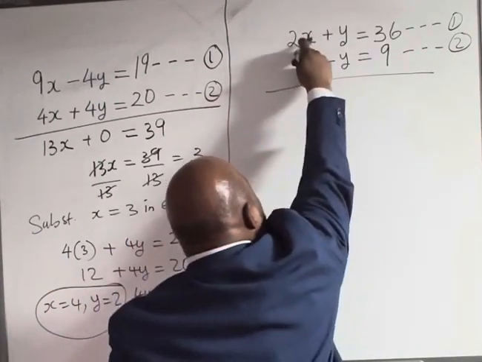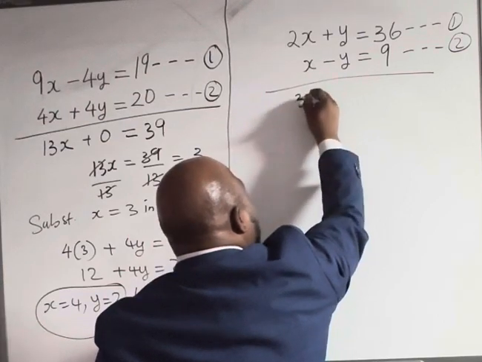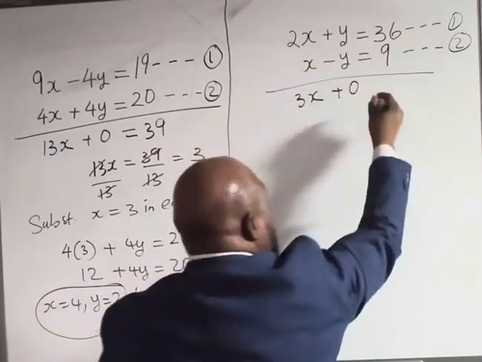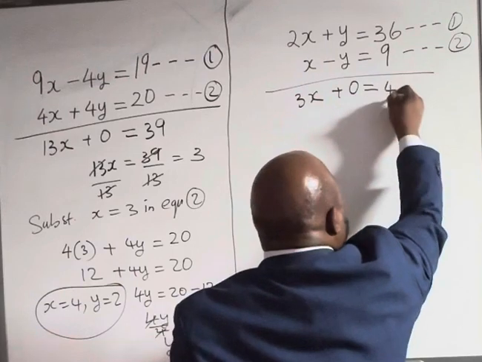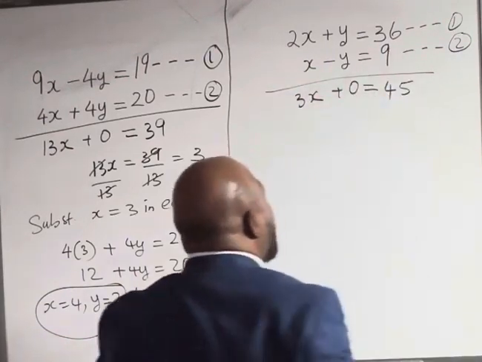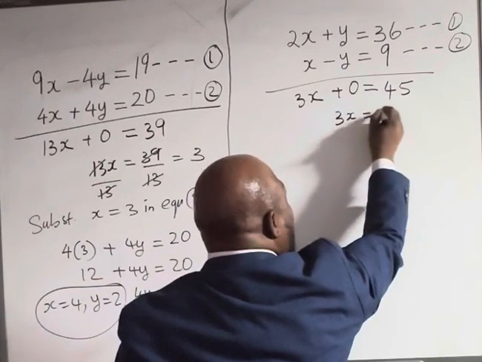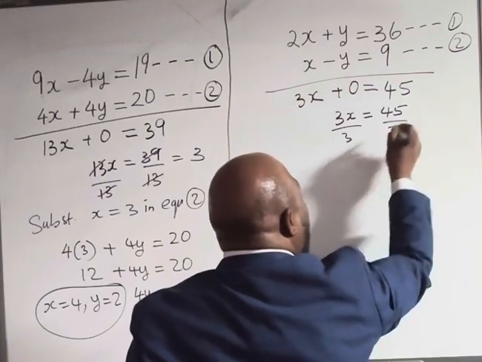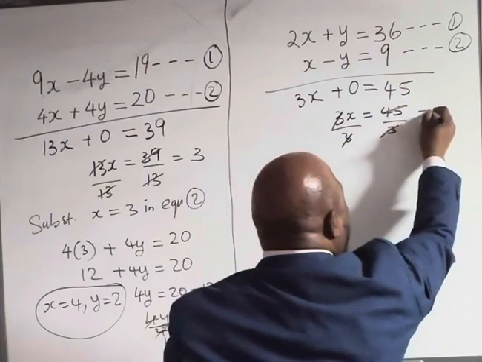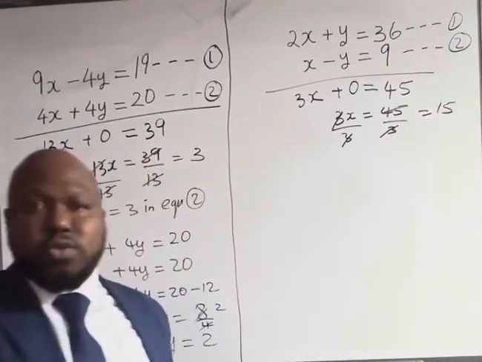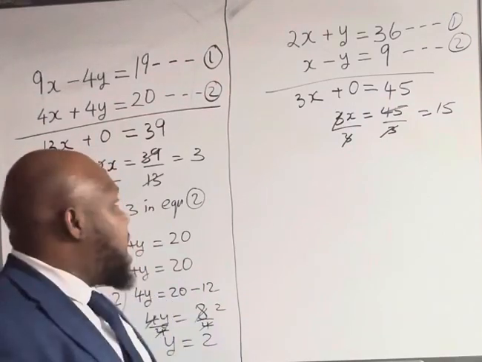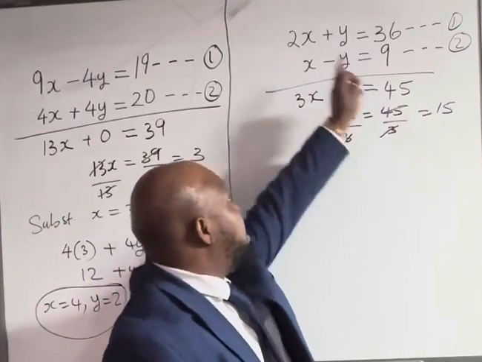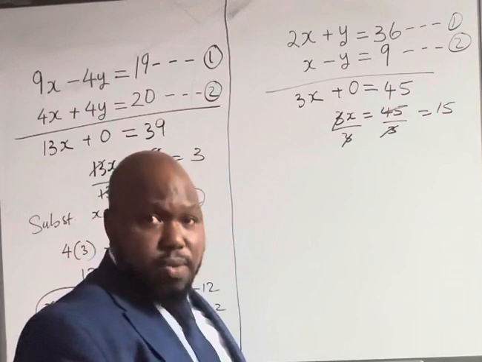that will give you 2 plus 1, 3x, plus this becomes 0, y minus y is 0, and this becomes 45. So 3x is equal to 45. Divide both sides by 3 to get x. x is equal to 15. So you have your value of x as 15. Now, since you have your value of x as 15, this time around we will substitute x in equation 2. Or let's do it in equation 1.